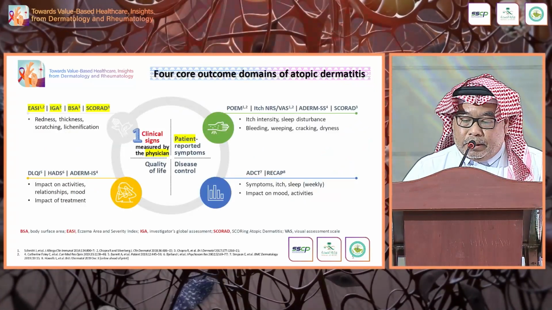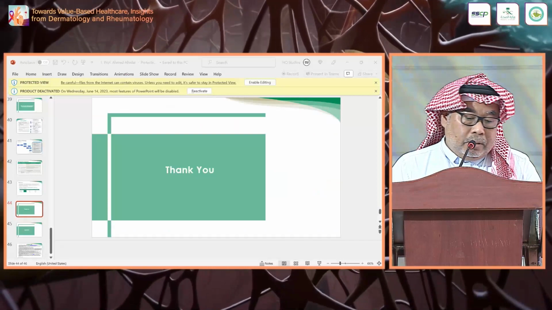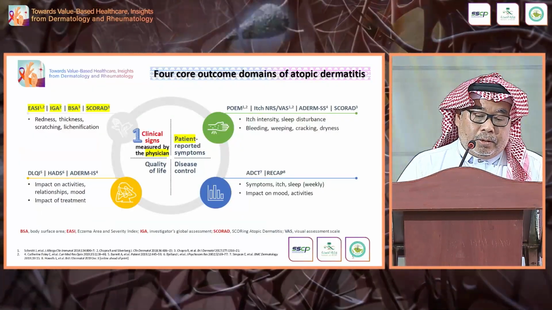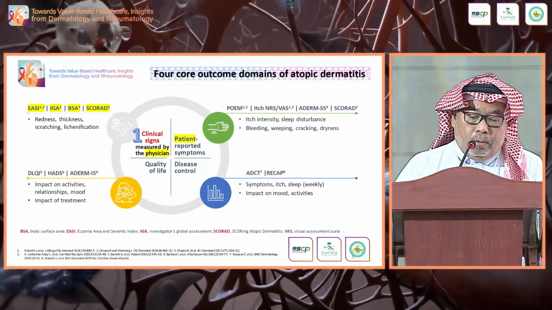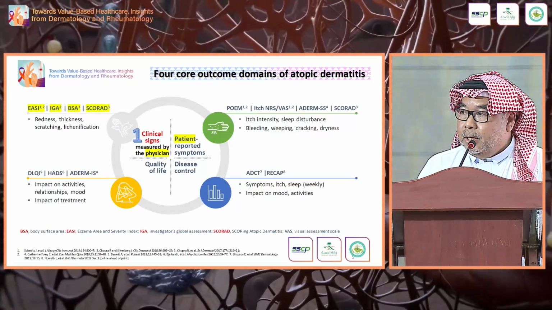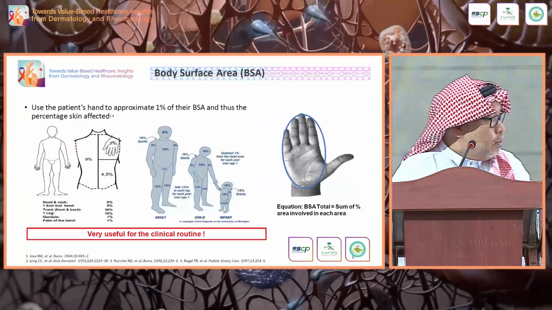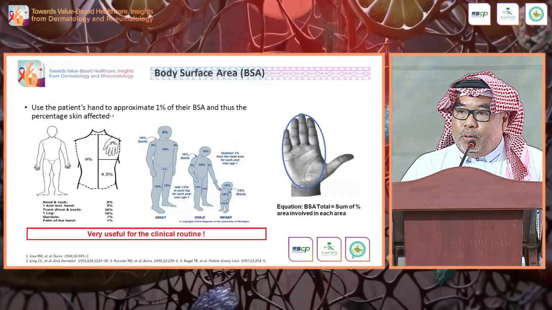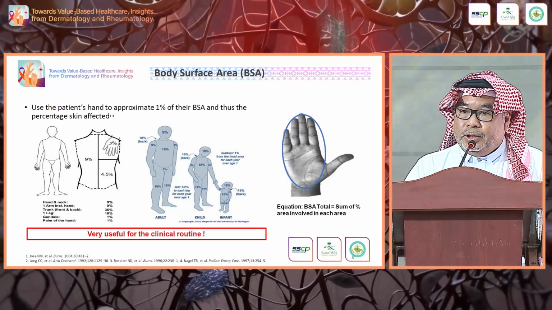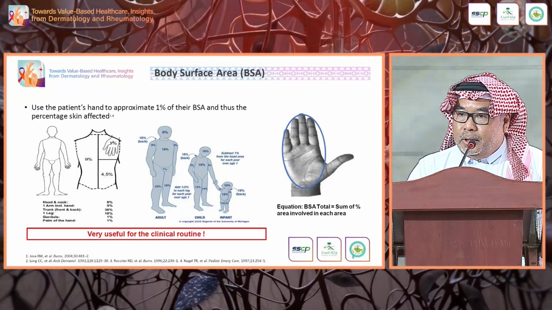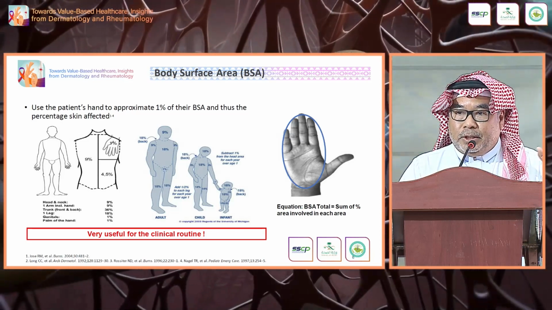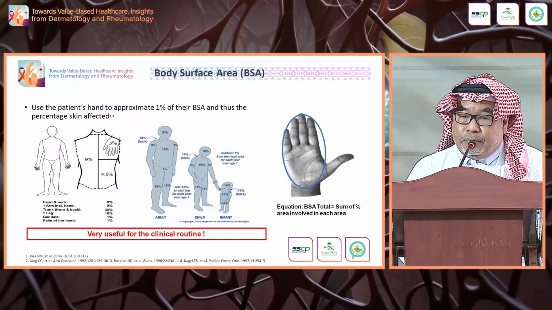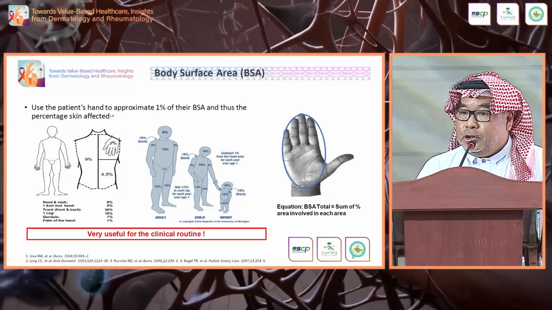Let us start with the clinical signs measured by the physician, which include EASI score, investigator global assessment, body surface area and SCORAD. Let us start with the body surface area. I think you are all familiar with how to measure the body surface area. We are used to use the rule of 9. 1% is the palm, and the side. The surface area is different between adult and child and the infants.